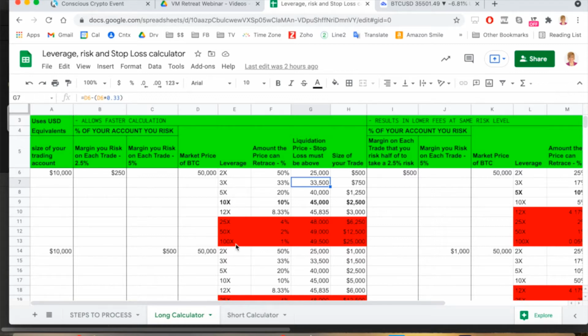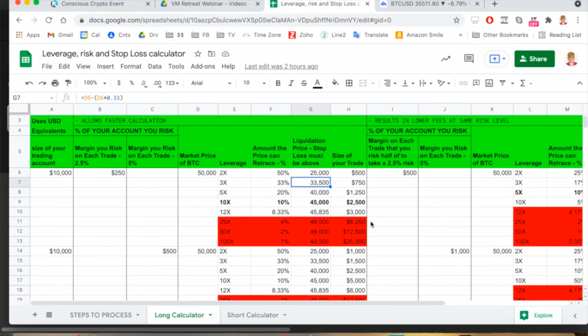In other words, if you're doing a 100x trade, the market can only retrace 1%. So if the price of Bitcoin is $50,000, the market can only retrace $500 before your trade is liquidated. So normally experienced traders don't use these levels of leverage unless they have an already open trade that the price has moved significantly from their entry point, and then they're adding to that trade and increasing the leverage.